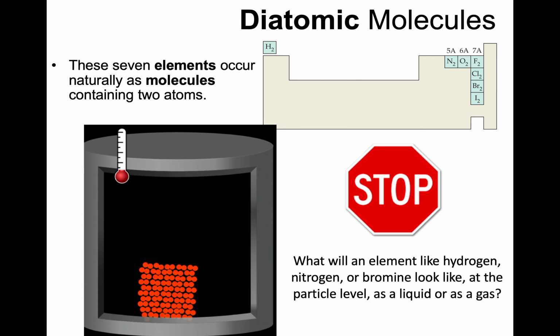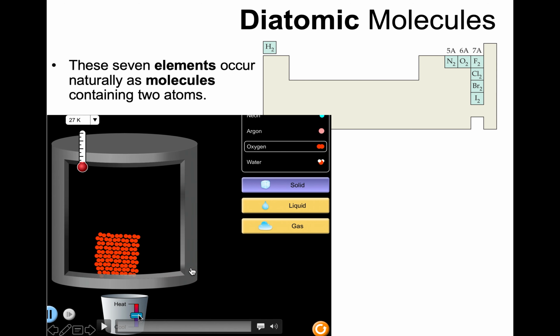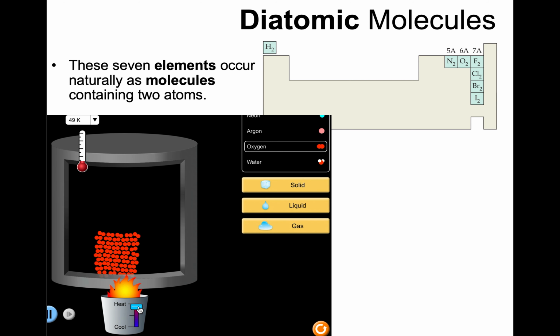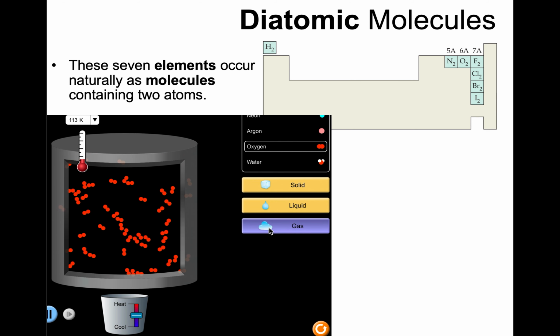So what do you think an element like hydrogen, nitrogen, bromine would look like at the particle level if we turn this into a liquid or as a gas? This is a solid. What do you predict it would look like as a liquid or as a gas? Here we can explore it. So I'm taking diatomic oxygen. If we begin to add heat to it, we see the molecules are jiggling, but they remain as diatomic molecules, whether they're a liquid or whether they're a gas.